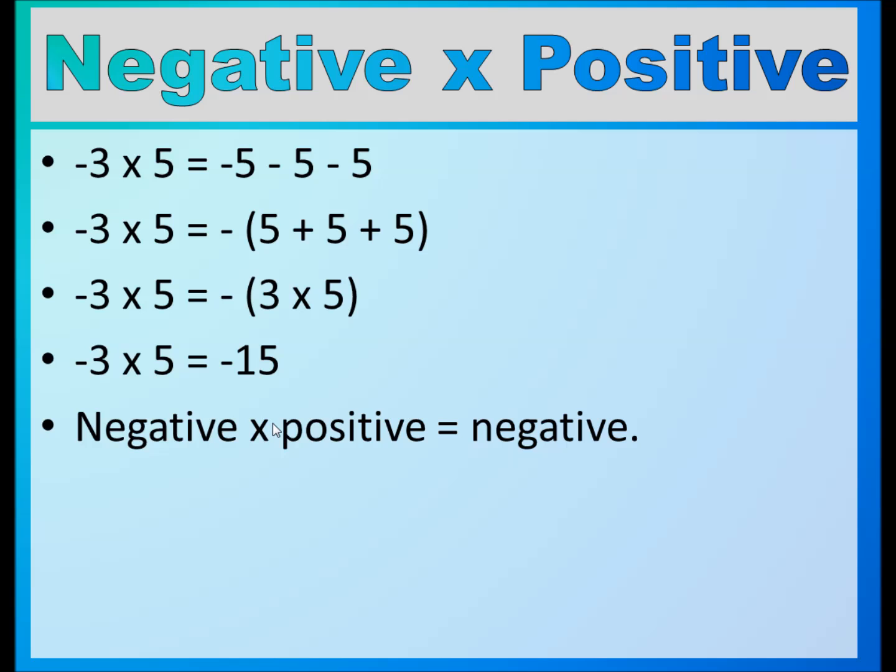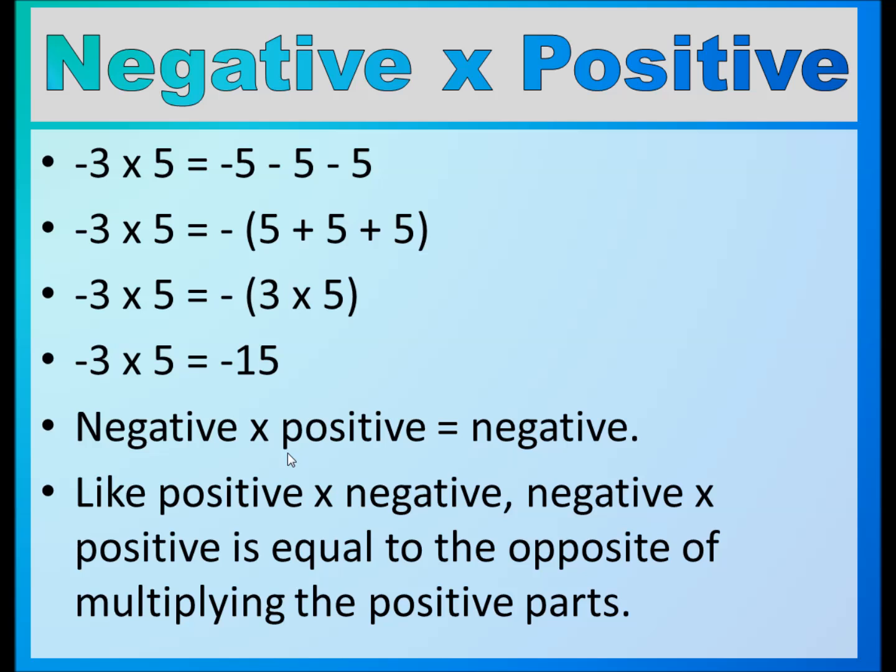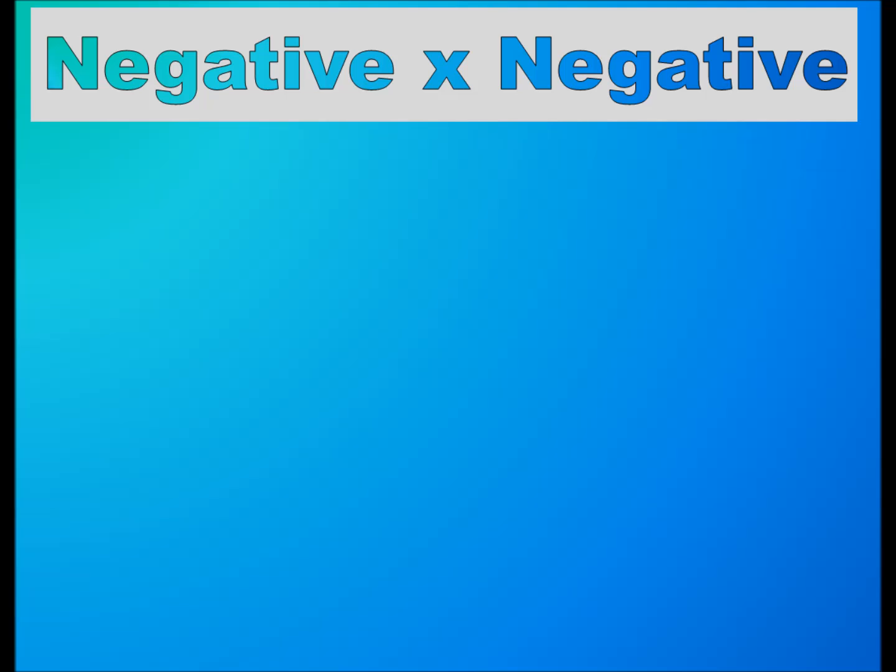So we just learned that negative times positive is equal to negative. Like positive times negative, negative times positive is equal to the opposite of multiplying their positive parts. Negative 3 times 5 was equal to the opposite of multiplying their positive parts of 3 and 5. So what happens when we have negative times negative?